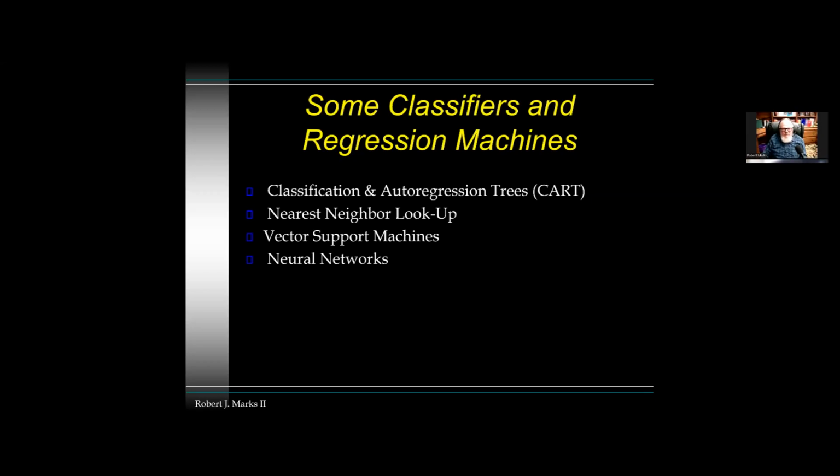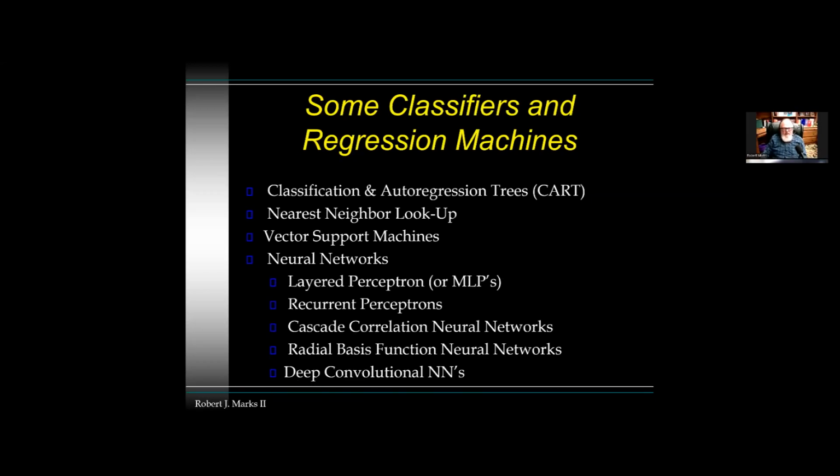Neural networks, of course, are good for classification and regression, and the flavor of neural networks is very wide. We have the layered perceptron, which we're going to go through. We have recurrent perceptrons, and the recurrent perceptrons have feedback. If you've taken a course in digital filtering, you know that there are IIR filters and there are FIR filters, finite impulse response. The IIR filters have feedback, right? And the finite impulse response filters do not have feedback. So that's kind of the difference between the layered perceptron and the recurrent perceptron. The recurrent perceptron has feedback.